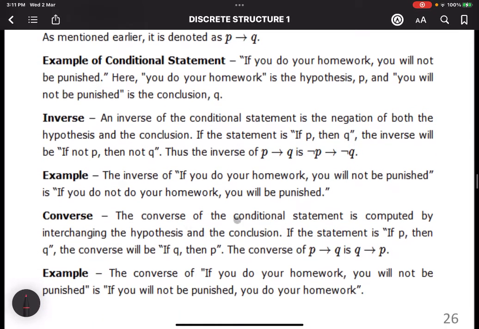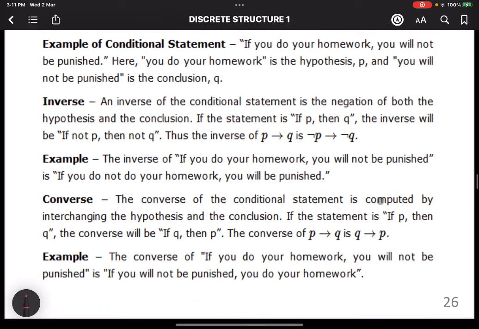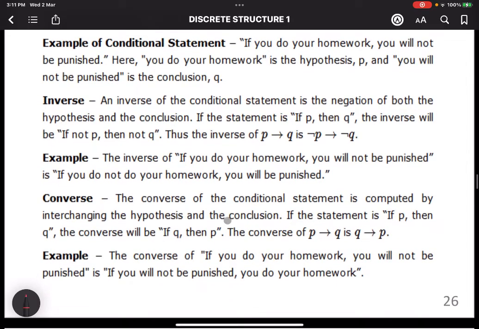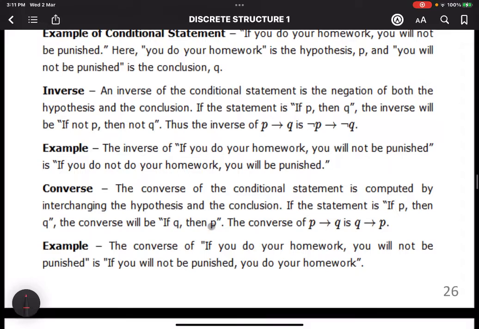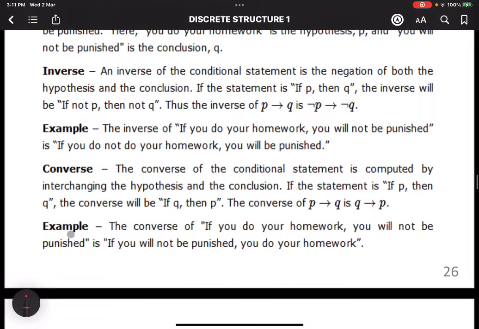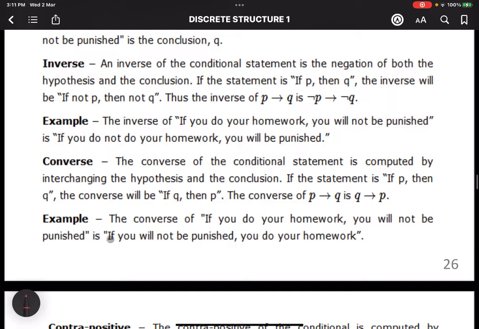Converse, the converse of the conditional statement is computed by interchanging the hypothesis and the conclusion. If the statement is if P then Q, the converse will be if Q then P. So the converse of if P then Q is if Q then P. Example, the converse of if you do your homework, you will not be punished is if you will not be punished, you do your homework.